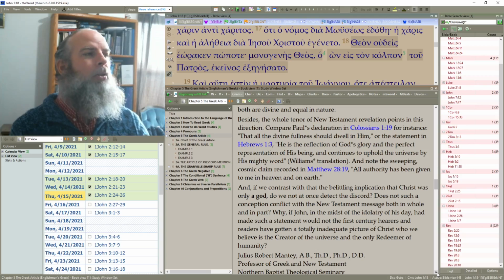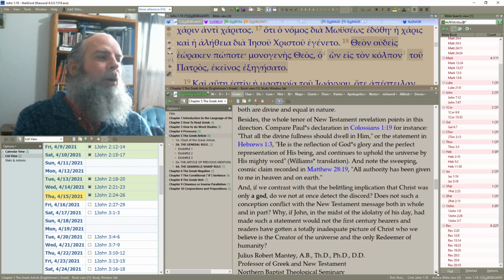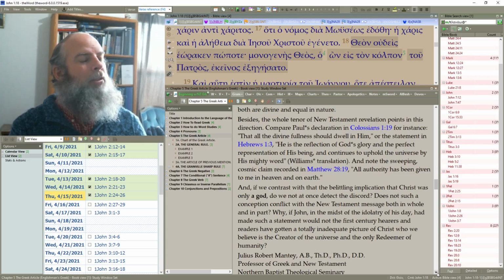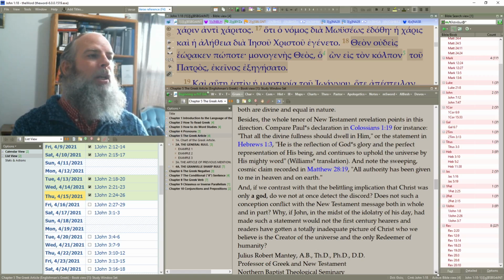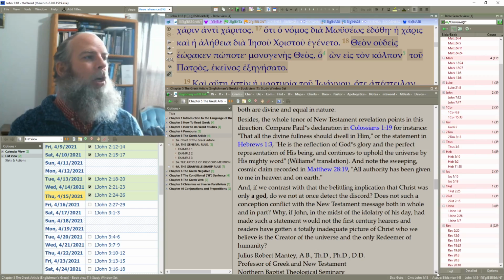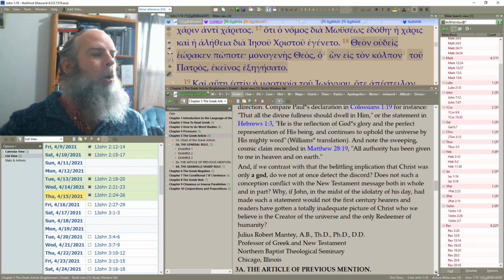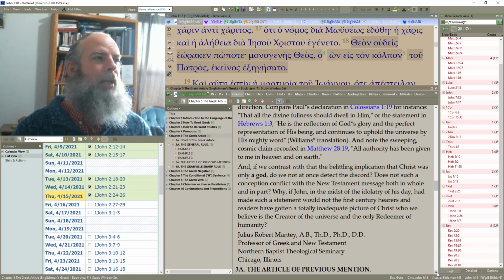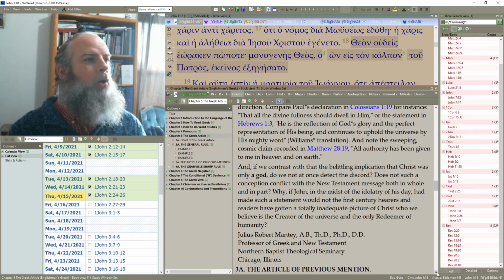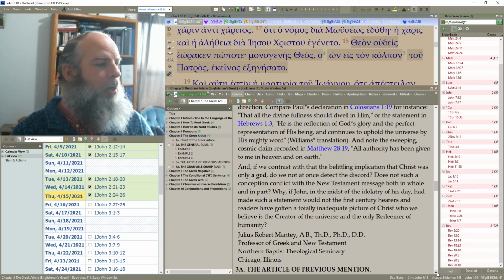Besides, the whole tenor of the New Testament revelation points in this direction. Compare Paul's declaration in Colossians 1:19, for instance, that all the divine fullness should dwell in him, or the statement in Hebrews 1:3, "He is the reflection of God's glory and the perfect representation of his being, and continues to uphold the universe by his mighty word," Williams translation. And note the sweeping cosmic claim recorded in Matthew 28:18: "All authority has been given to me in heaven and on earth."